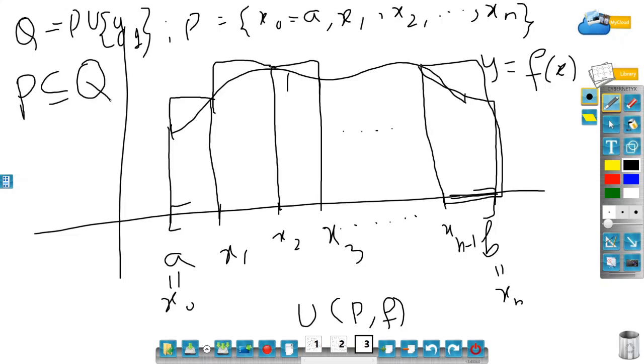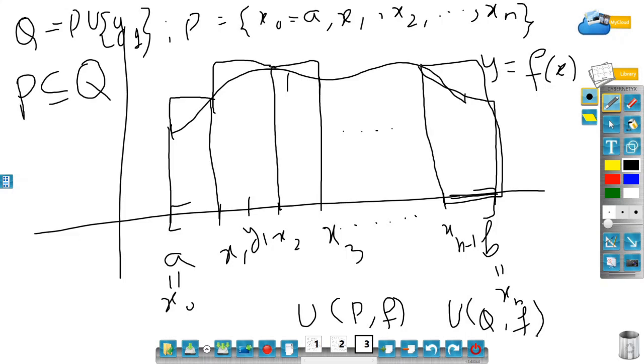So where does y1 belong? y1 is from x0 to x1 only. So it will lie in one of the subintervals. Suppose my y1 lies in the second rectangle. Then if somebody asks me to find U(Q, f) also, how will it look?